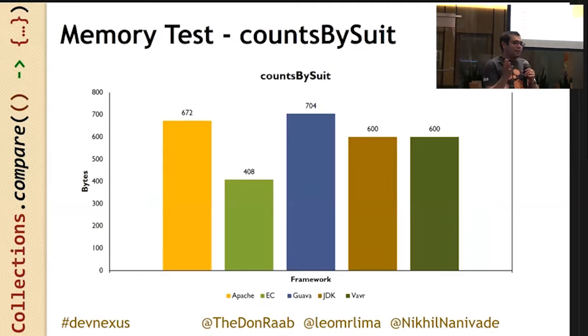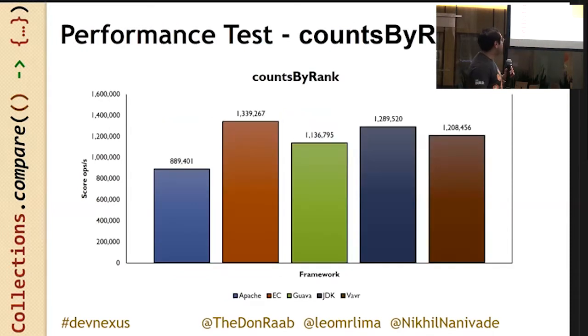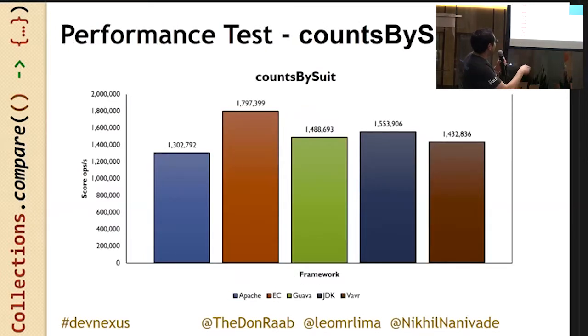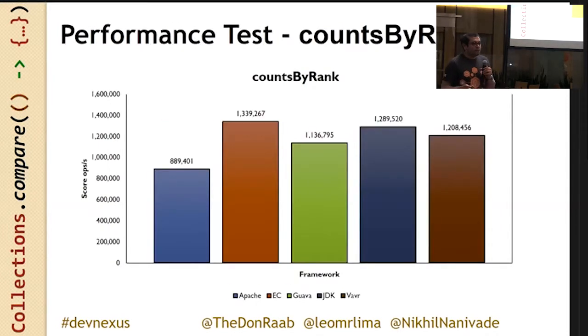essentially, it's backed up by a primitive map. And since it's backed up by a primitive map, we don't end up boxing that integer, and that ends up saving the memory. Also, that's why it becomes faster. Counts by rank, and you can see how many ranks are there? 13 ranks, and there are 4 suits. So that's why you will see that the difference in numbers is obvious because you have more elements in rank.